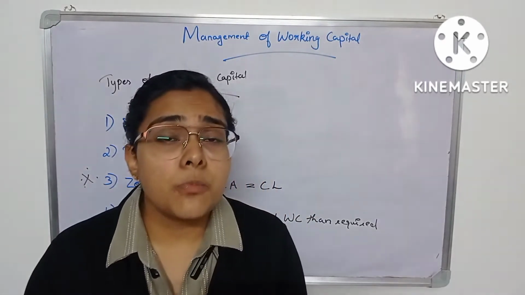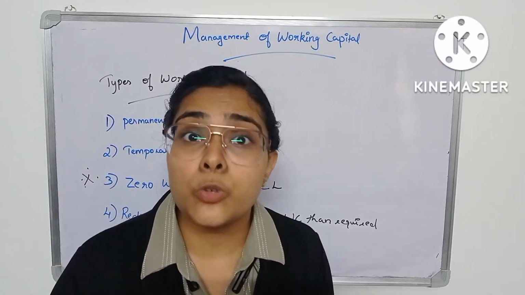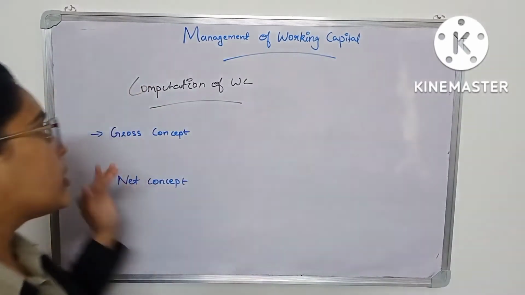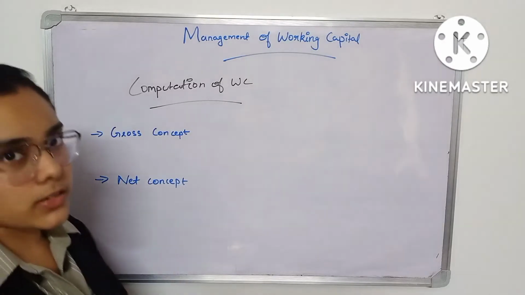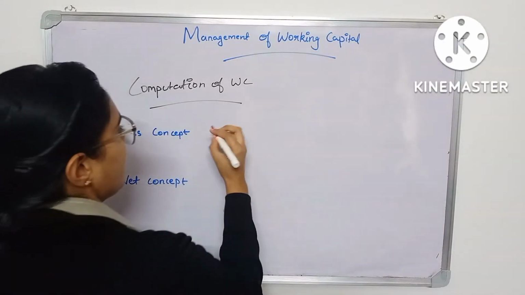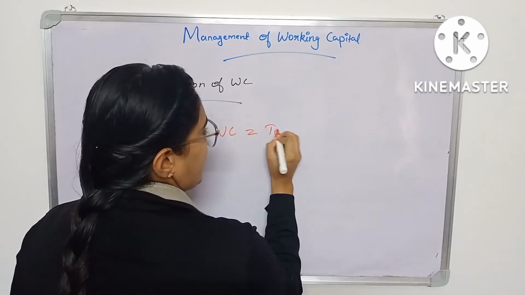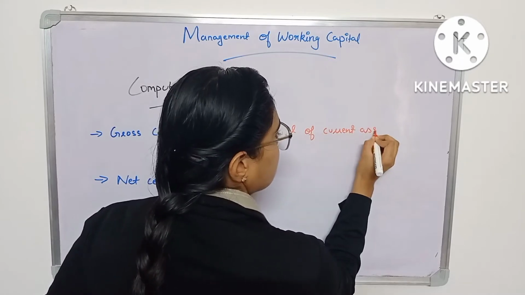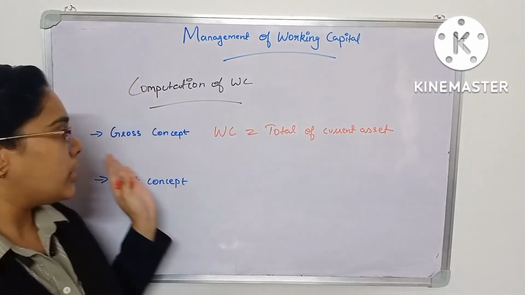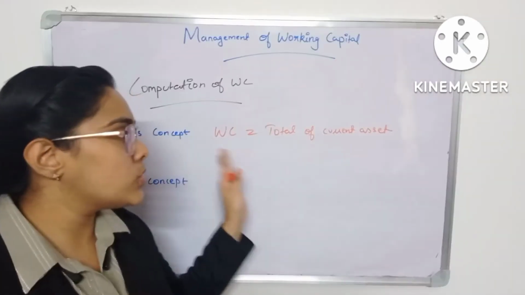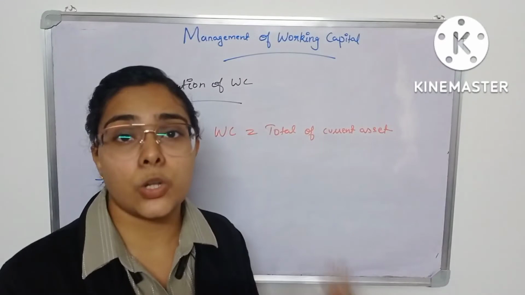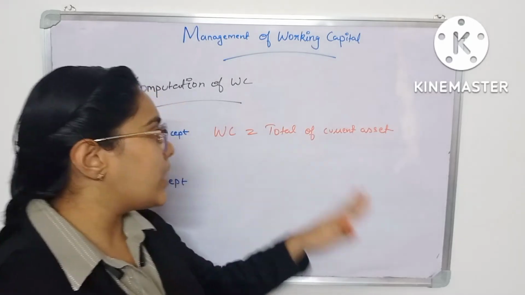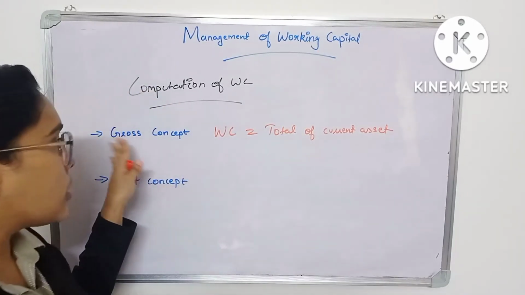Now, moving on to the most important part of working capital, that is computation of working capital. Moving to the computation part, we have the gross concept and the net concept. In gross concept, working capital is given by the total of current assets. To get working capital, you just need to add up all your current assets including cash, bank, prepaid expense, inventories, debtors, bills receivable, etc. So you will get working capital. That is what the gross concept means.